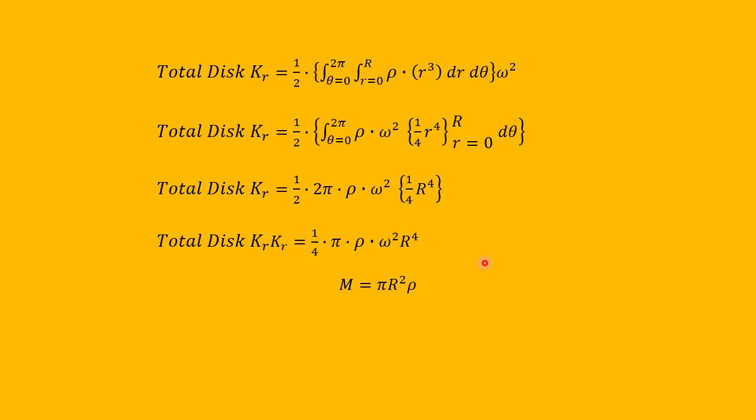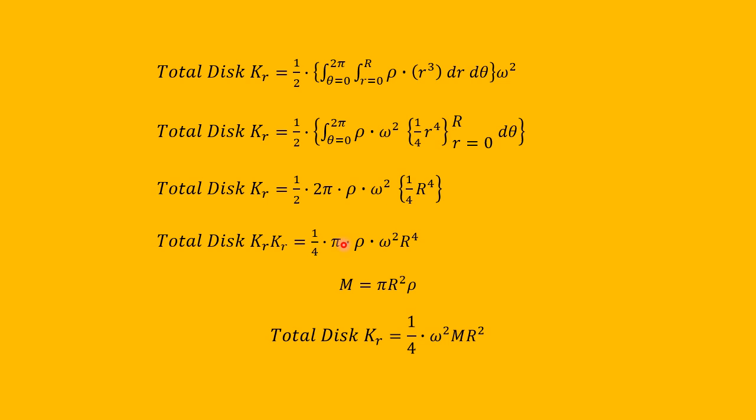But then let's think if we can simplify this somehow. The mass of the disk is the area of the disk times the mass density, mass per unit area. And if we use this relationship up here, we can write that kinetic energy of rotation in the following way. The total disk energy of rotation is 1/4 omega squared times m times r squared. We can see how that happened, can't we?